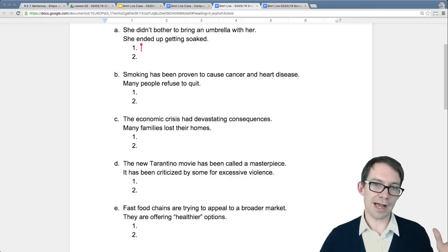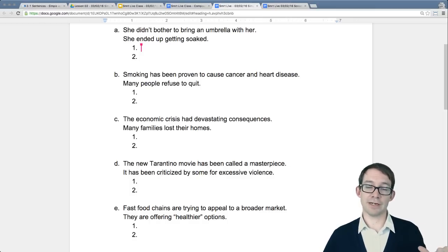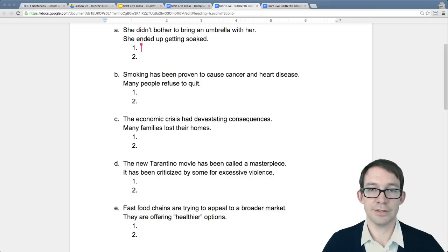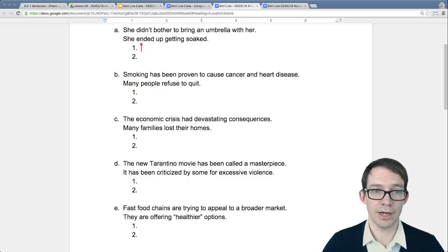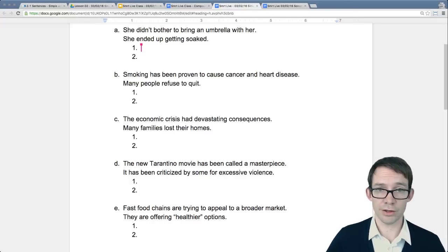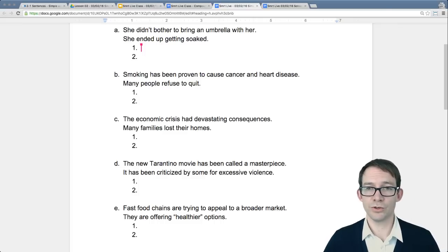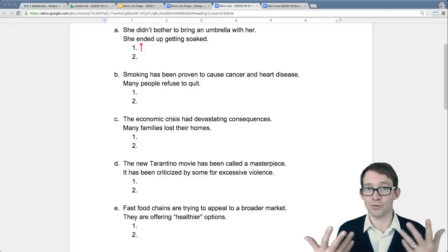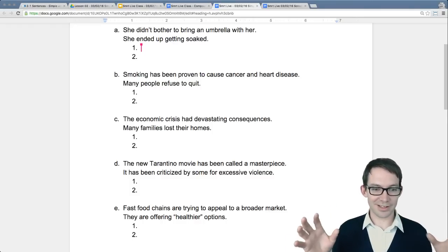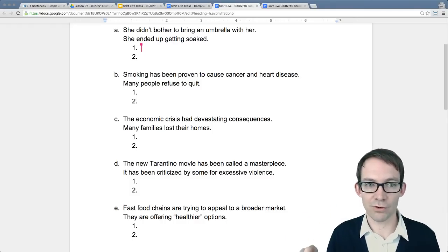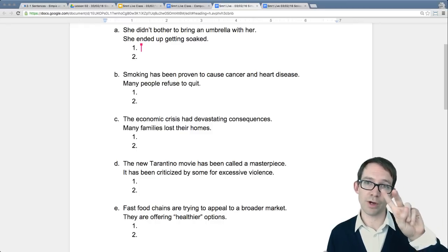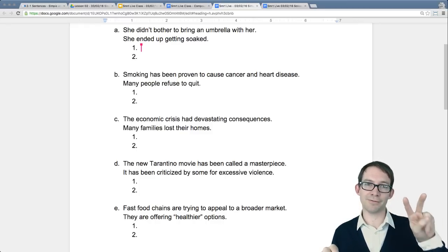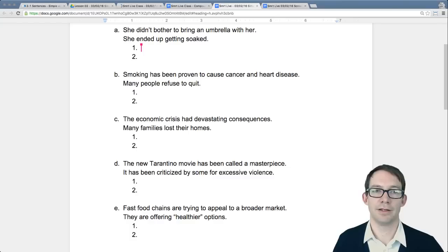You've got 5 different pairs of sentences. Each one itself is a simple sentence, right? So A is: she didn't bother to bring an umbrella with her, and she ended up getting soaked. So 2 simple sentences. Your job is to show me your variety and show me your range. Okay, so take these 5 pairs and write me compound sentences, but in 2 different ways. I want you to show me 2 different ways to connect these sentences.